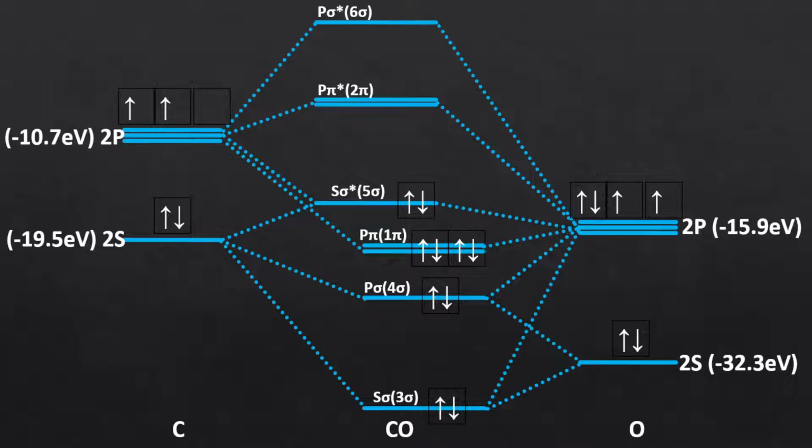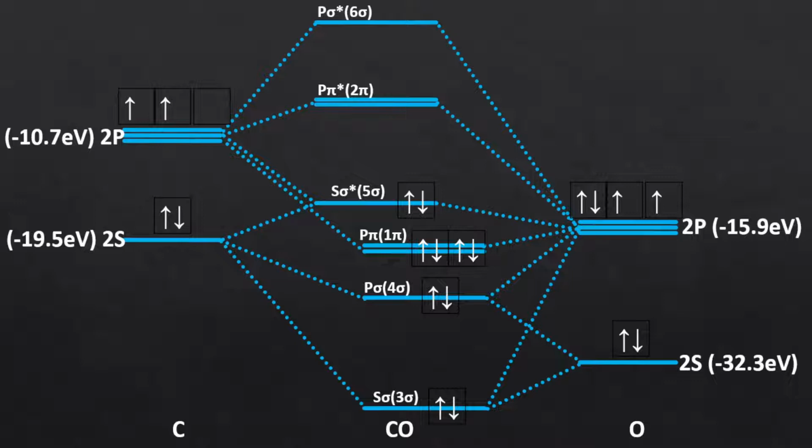Because of the mixing of these three atomic orbitals, the potential energy of 5 sigma and 1 pi orbitals increased, while the potential energy of 4 sigma orbital decreased. The energy levels of these three molecular orbitals come closer. As mentioned earlier, the atomic orbitals contribute unequally to each molecular orbital. The rest of the theories remain the same.